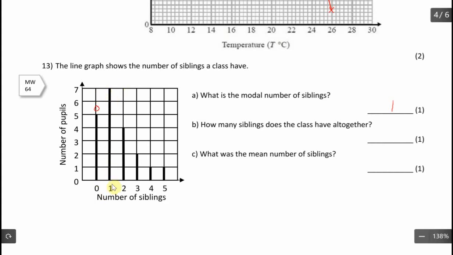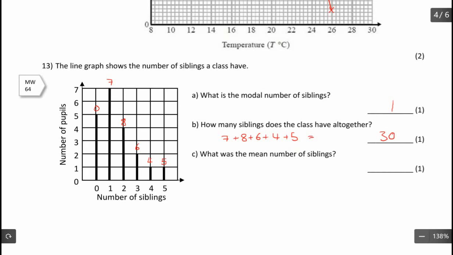7 people had 1 sibling. So how many siblings is that? That's going to be 7. 4 people had 2 siblings, so that would be 8 siblings in total. 2 people had 3 siblings, so that's going to be 6. 1 person had 4 siblings, so that's going to be 4. And 1 had 5. And it's those numbers that we need to add up. There's no point putting the 0 at the start. When I add those up, we're going to get 15, 21, 25, 30 siblings.